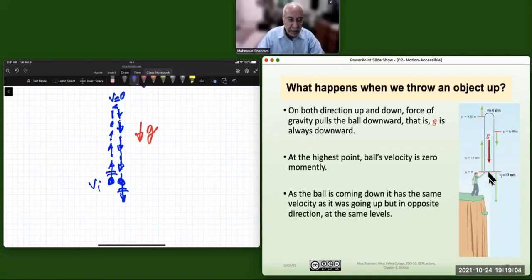Here's an example for that. You throw a ball upward, and then it basically comes back down. So you send this up at 13 meters per second. It goes to 0, and then it starts coming back down. And when it reaches here, you have 13 meters per second downward. Here is upward, here is down. But notice here the value of acceleration is always constant downward because of gravity.